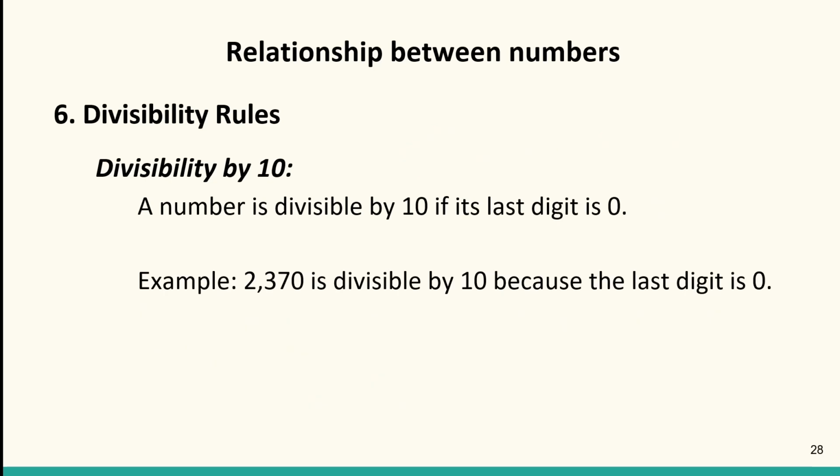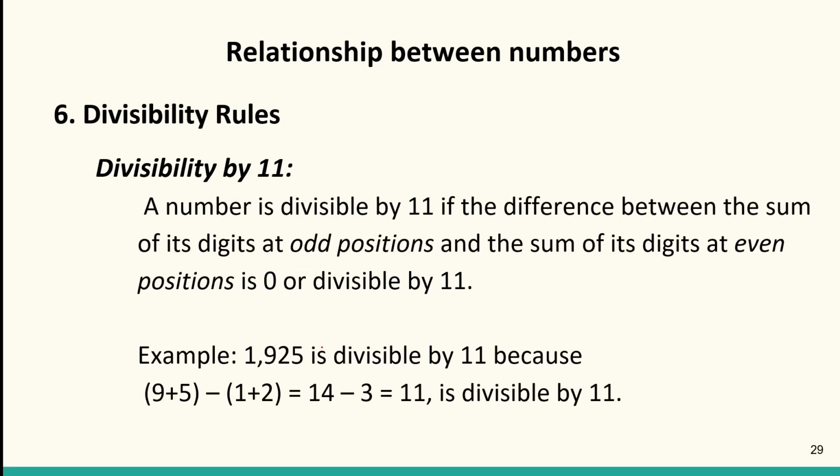So let's see the divisibility rule by 10. A number is divisible by 10 if its last digit is 0. Just remember that the last digit must be 0. For 5 we learnt that the last digit must be 5 or 0. In this case it is only 0, the only possible way. So 2370 is divisible by 10 because the last digit is 0. So it fulfills the criteria.